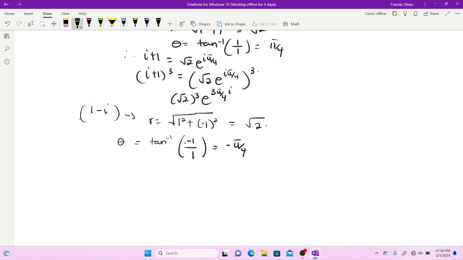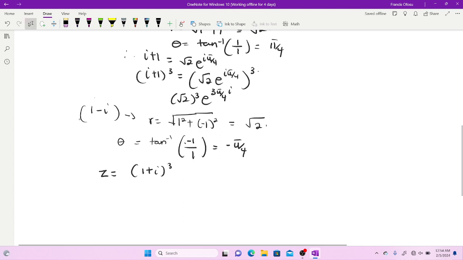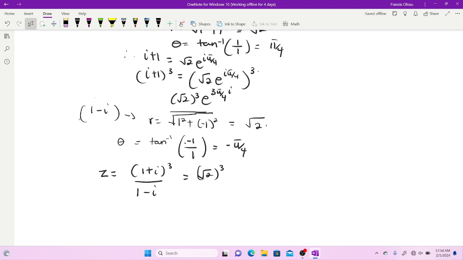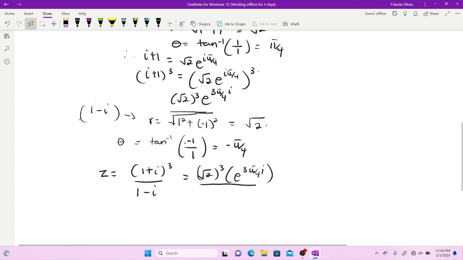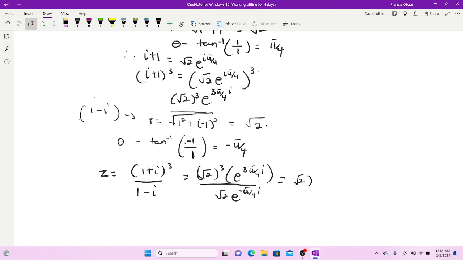So once we get this, we come back to our expression. z is equal to (1 + i) all cubed over 1 minus i. This will be equal to square root of 2 all cubed multiplying e to the power 3 pi on 4 i, all over square root of 2 multiplying e to the power negative pi on 4 i. At this point, we can clearly see that square root of 2 will cancel one, and we are left with square root of 2 squared.